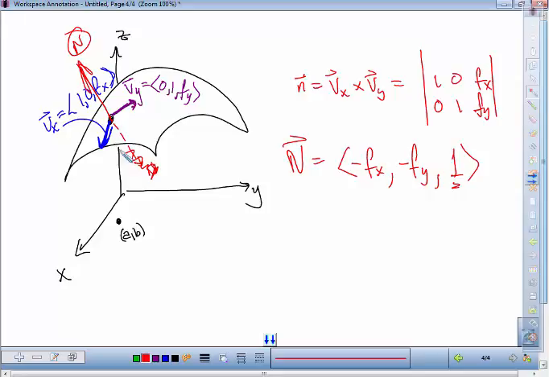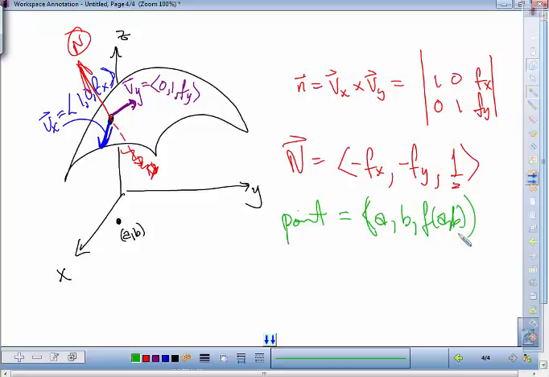What do we need? So we crossed it. What do we need for an equation of a plane? A point and a normal, right? What's our point? What's the point? A comma B comma f of AB. How do you find the equation of a plane again?